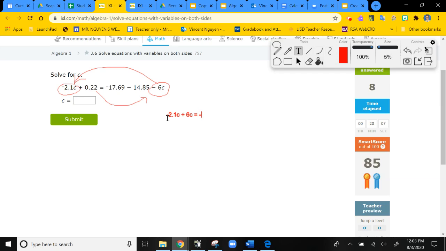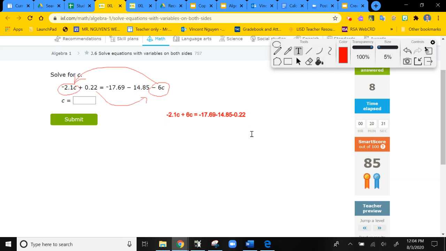On the other side is negative 17.69 minus 14.85, and then minus again 0.22. It doesn't matter if you put a zero in front or not, but that's my plan. That's what we're doing, right? So we could actually type all of this into the calculator.